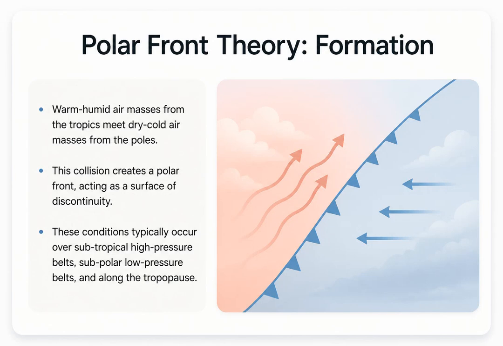To understand how these cyclones form, we rely on the polar front theory. According to this theory, temperate cyclones are born when two very different air masses meet: warm, humid air masses traveling from the tropics and dry, cold air masses moving down from the poles. When they collide, they don't just mix easily. Instead, they form a boundary called a polar front, which is a surface of discontinuity. You will generally find these conditions occurring over subtropical high-pressure belts, subpolar low-pressure belts, and high up along the tropopause.